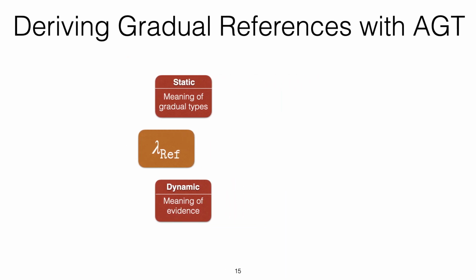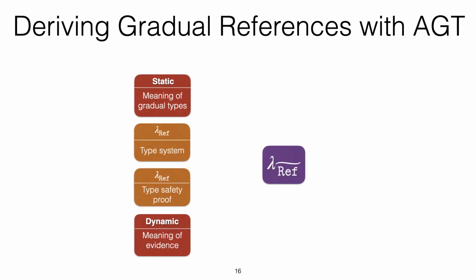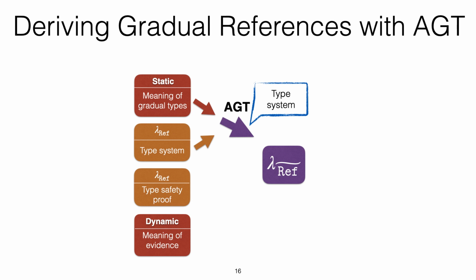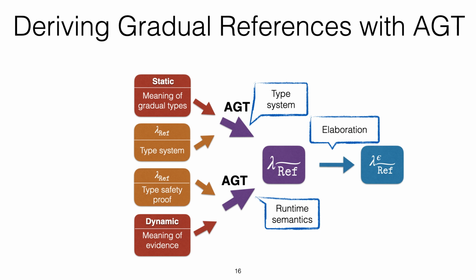From these three components using AGT, we systematically derive lambda ref hat. More in detail, from the type system of lambda ref and the meaning of gradual types, we derive the static semantics of lambda ref hat. And from the type safety proof of lambda ref and the meaning of evidence, AGT provides a direct dynamic semantics defined over gradual typing derivations augmented with evidence. So to formalize this approach, we elaborate lambda ref hat terms to intrinsic terms, which are a flat notation isomorphic to typing derivations. This intrinsic language is called lambda ref hat epsilon.